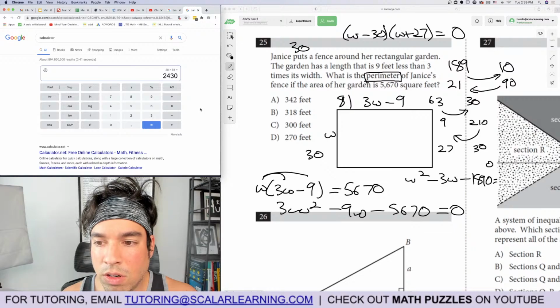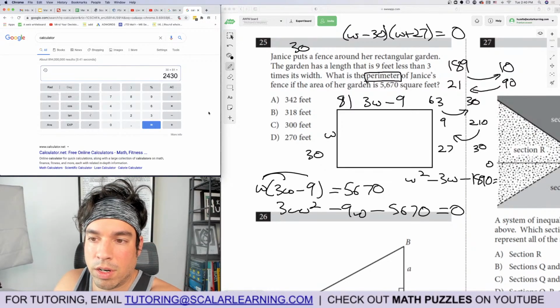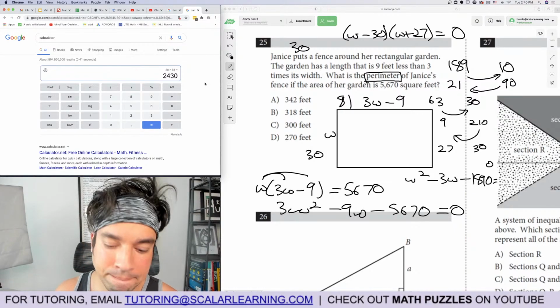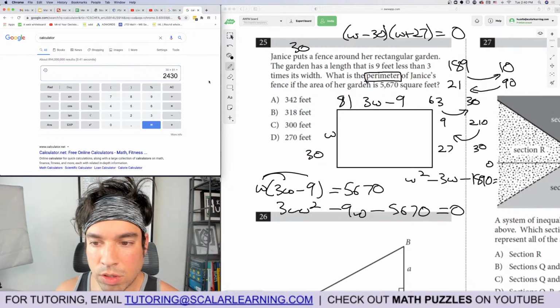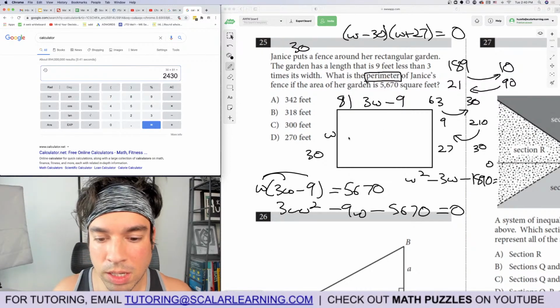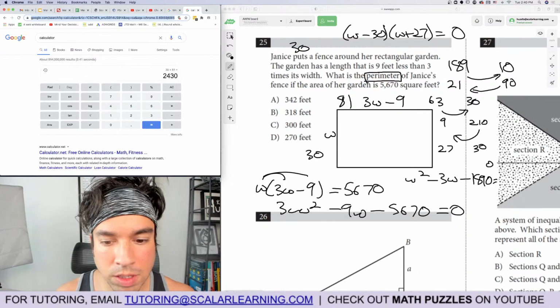The area of the garden is 5670. Wait, that's wrong. Hold on. Oh my God, what have I done? 9 feet less than 3... No. Okay, hold on. I messed something up. Let me see time here. 16 minutes. Okay, hold on.